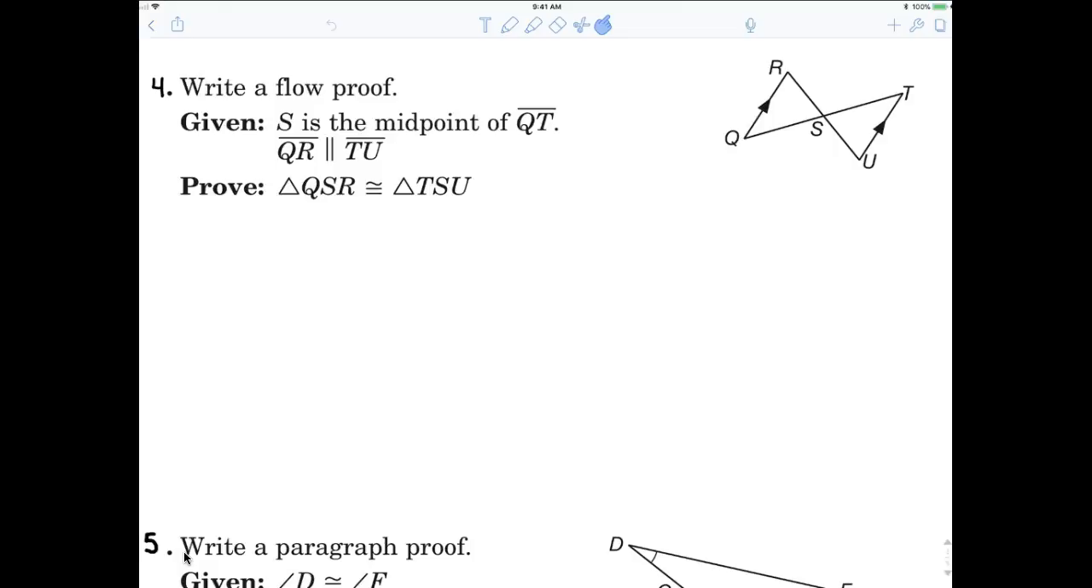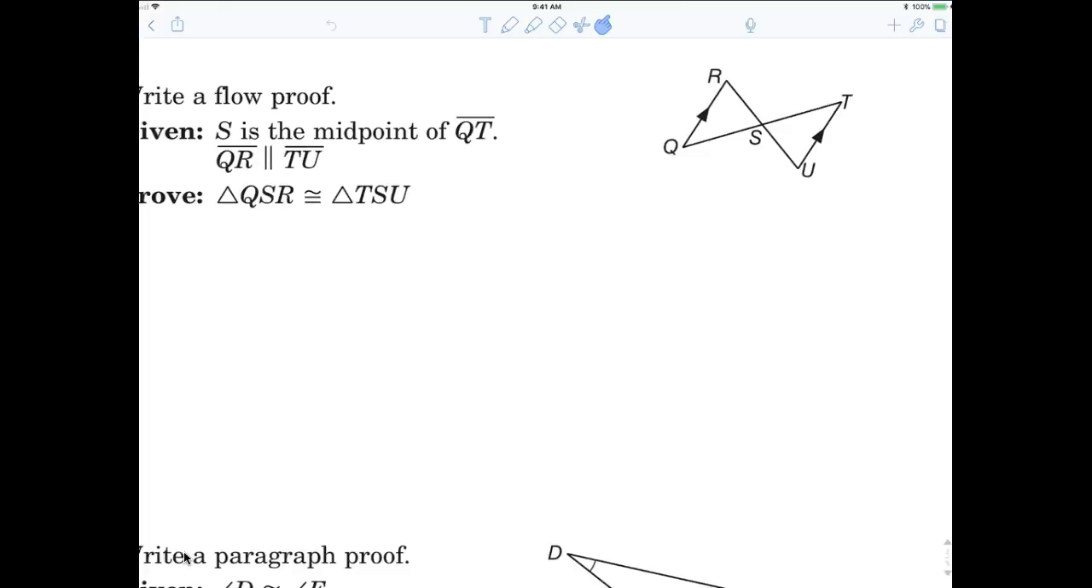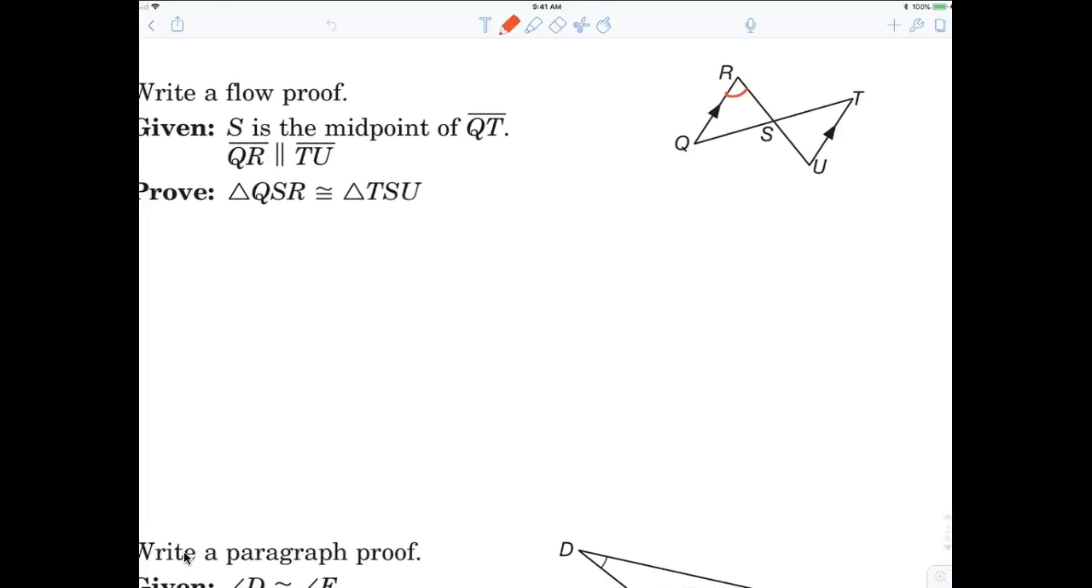Now, look carefully. If they are parallel, what angles are congruent in this case? Would it be R and U? Yeah, so that's what I'm trying to get you to say. R is congruent to U by what? Alternate interior angles. I can also say what other two angles? Q and T, very good. Q and T are also alternate interior angles. You could also say vertical angles are congruent.